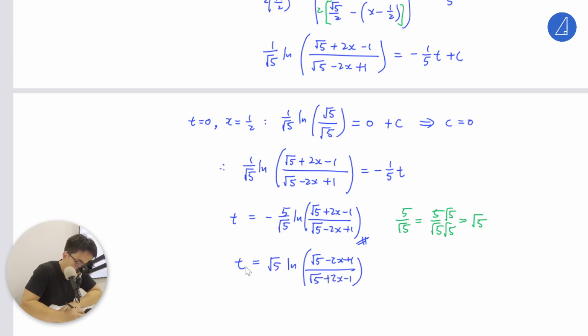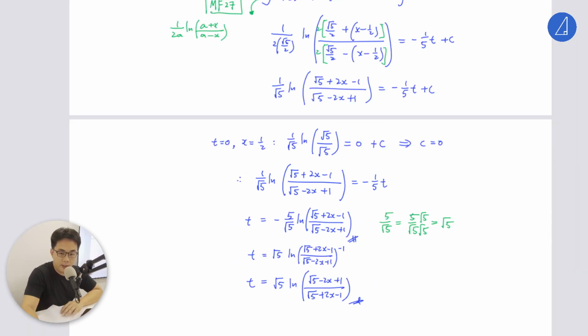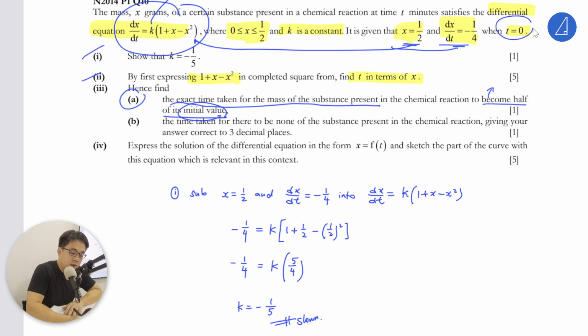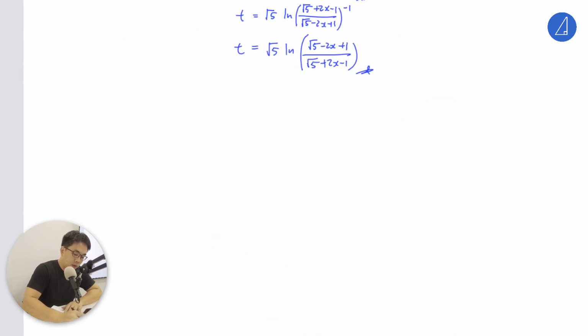So you can express it either way, that is fine. For 3 part A, find the exact time for the mass of substance present to become half of its initial value. Initially, this is x at t = 0, the initial value. So you want half of it, meaning half divided by 2, which is 1/4. Essentially, you want the time taken when it achieves half of that.